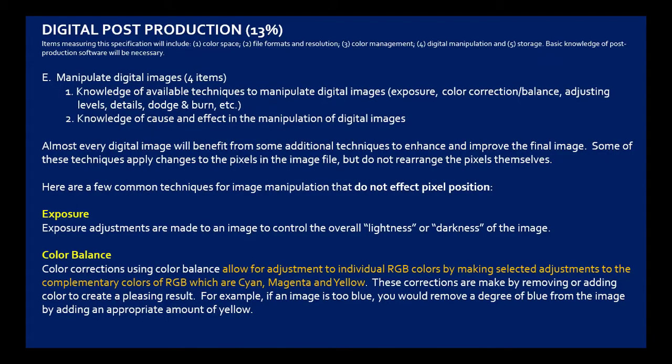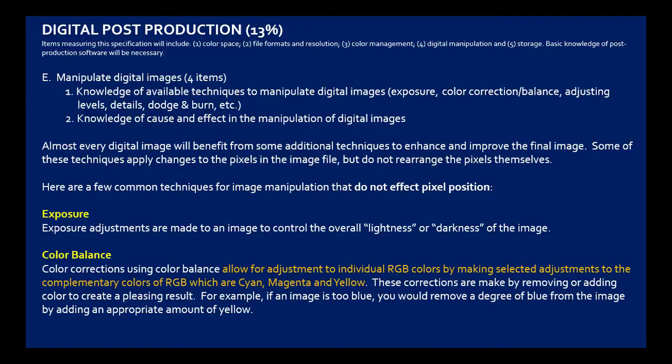Number 1 says, knowledge of available techniques to manipulate digital images, including exposure, color correction and balance, adjusting levels, details, dodge and burn, etc. Now, we're also going to add part 2 to the mix in this particular study, and you'll see why here in just a moment. Number 2 says, knowledge of cause and effect in the manipulation of digital images. So as we're talking about various ways to manipulate images, we're also going to talk about their cause and effect.